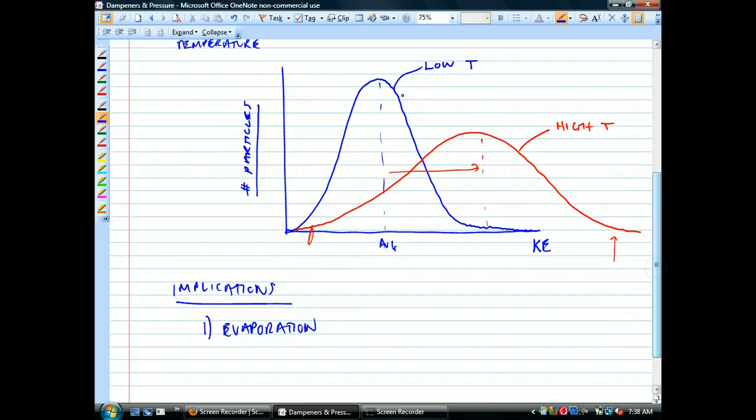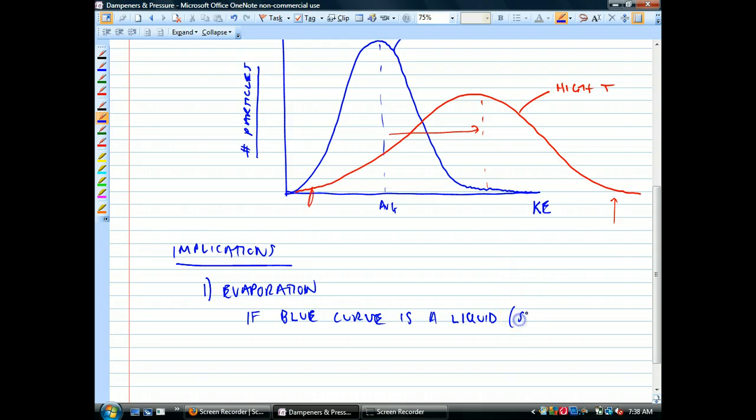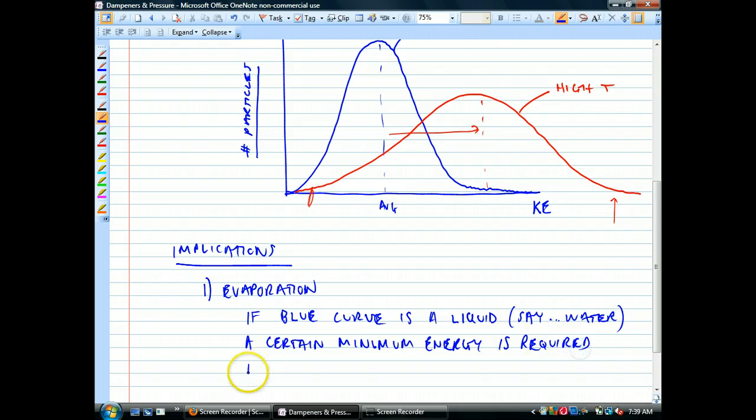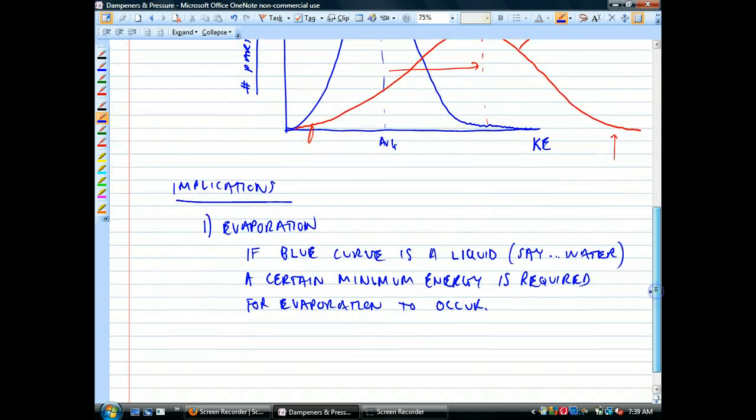Let's say that this was a liquid. So, for example, if the blue curve is a liquid, let's say it's water, we can say this: a certain minimum energy is required for evaporation to occur. And this goes back to intermolecular forces.